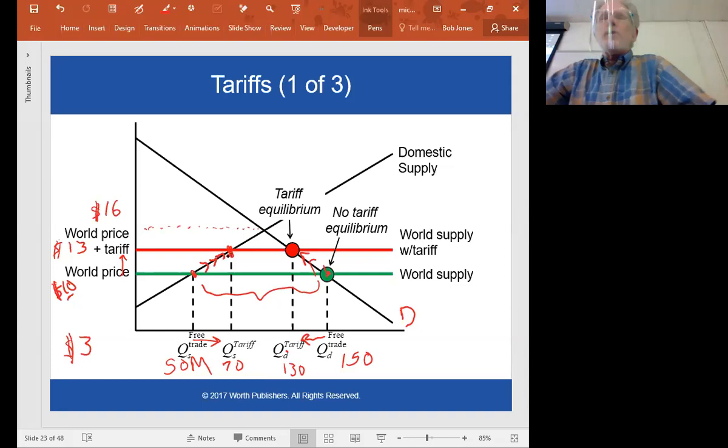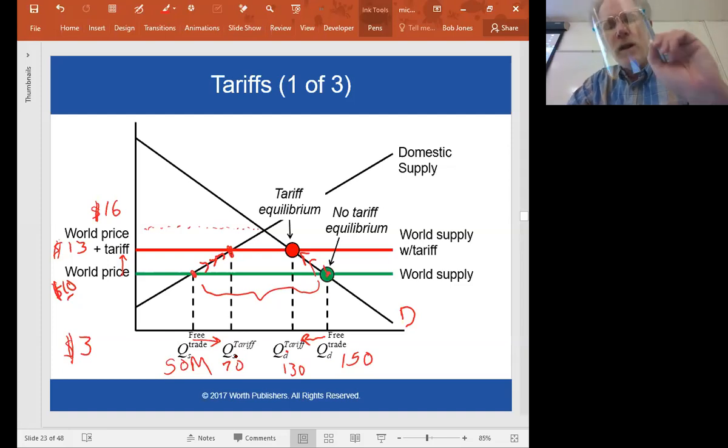Are we still going to import anything? Yes. We know we're going to import because consumers are going to consume 130 million, but U.S. producers are only going to produce 70. So the only way we can consume more than we produce is if we import.